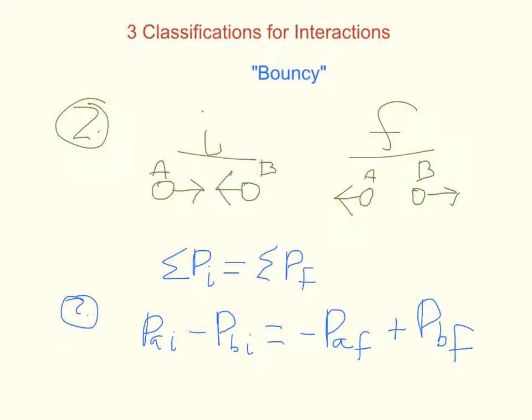So there you go. And you can clearly see that if either initially or finally there's an object that does not have any velocity, it doesn't show up in that portion of the conservation of momentum equation, because no momentum means a value of 0. So there are a couple of examples for bouncy interactions.